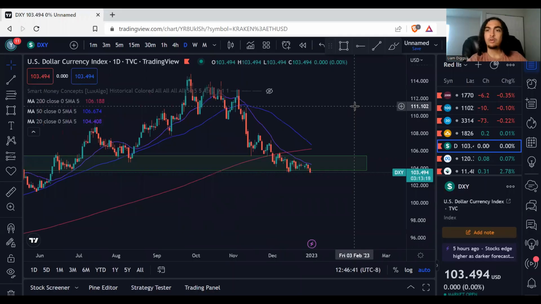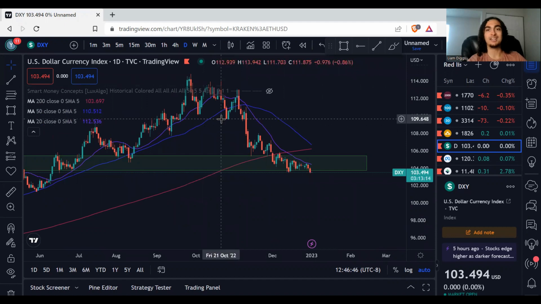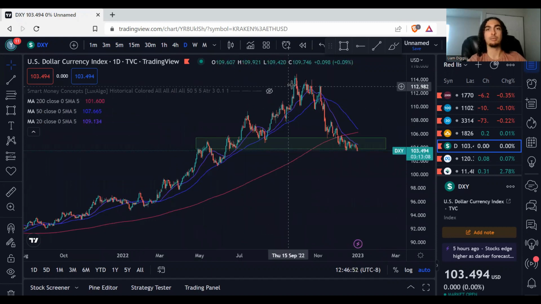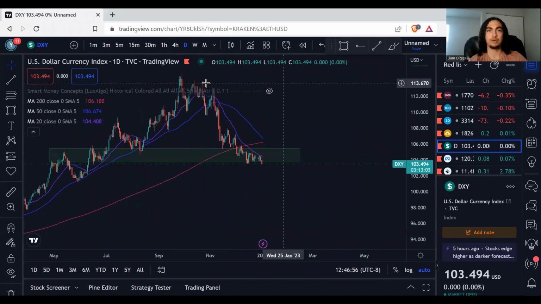Let's just go ahead and jump into the charts. All right, so we're going to start off looking at a weekly time frame for the DXY, the US dollar currency. Zooming out just a little bit, you can see we had this really nice parabolic move up, kind of peaked back here in September of 2022, and it's pretty much been all downhill since.